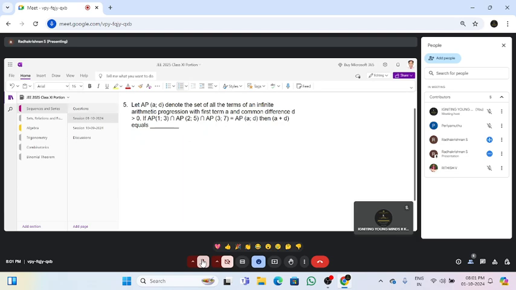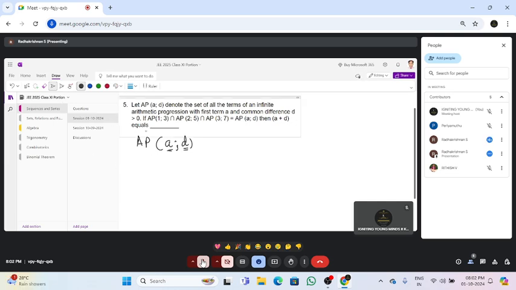So now AP(A;D) represents an arithmetic progression with first term A and common difference D. This is our standard terminology. If we write A semicolon D, right? So AP(1;3) means A equal to 1 and D equal to 3. That means this goes 1, 4, 7, like this.